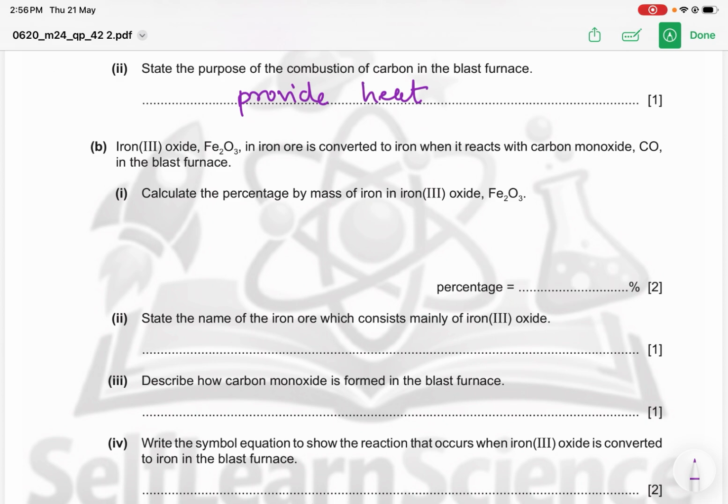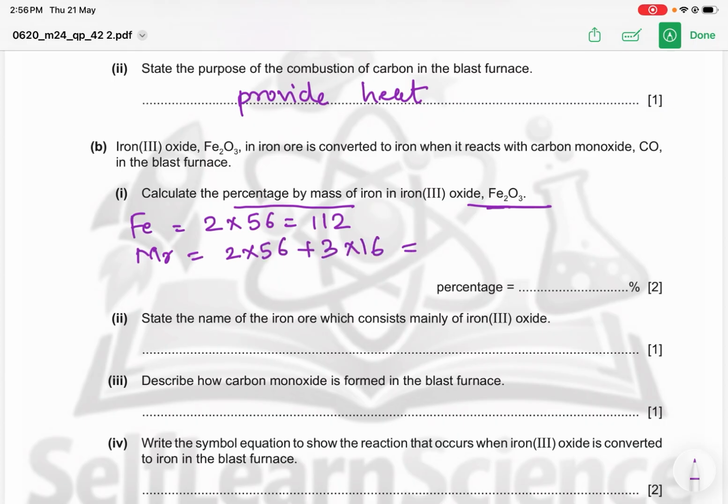Iron 3 oxide in iron ore is converted to iron when it reacts with carbon monoxide in the blast furnace. Calculate the percentage by mass of iron in iron 3 oxide. So first of all, we need to know how many iron atoms we have. So we have 2 iron atoms. So 2 into its atomic mass, which is 112, and then we have to find the MR of the whole formula. So MR of the whole formula is 2 into 56, plus we have 3 oxygen atoms into 16. So the total is 160. Therefore, 112 upon the MR of the formula into 100. This will give me 70.